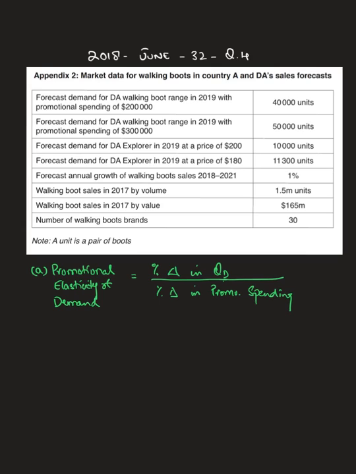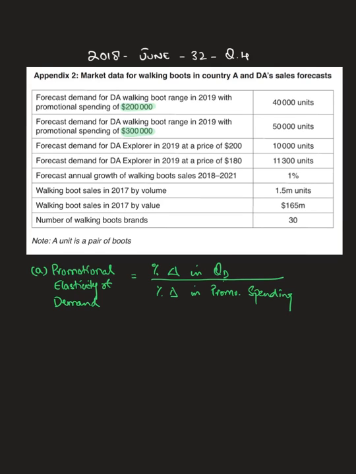So here's a question on elasticities that appeared in the 2018 June paper 32, and this is question number 4. They asked you to calculate the promotional elasticity and the price elasticity of demand. So let's look at promotional elasticity first. The information that we need is given in the first two rows of this question. The forecast demand for the DA walking boot range in 2019 with promotional spending of $200,000. And then right below, you're given the walking boot range in 2019 with promotional spending of $300,000.